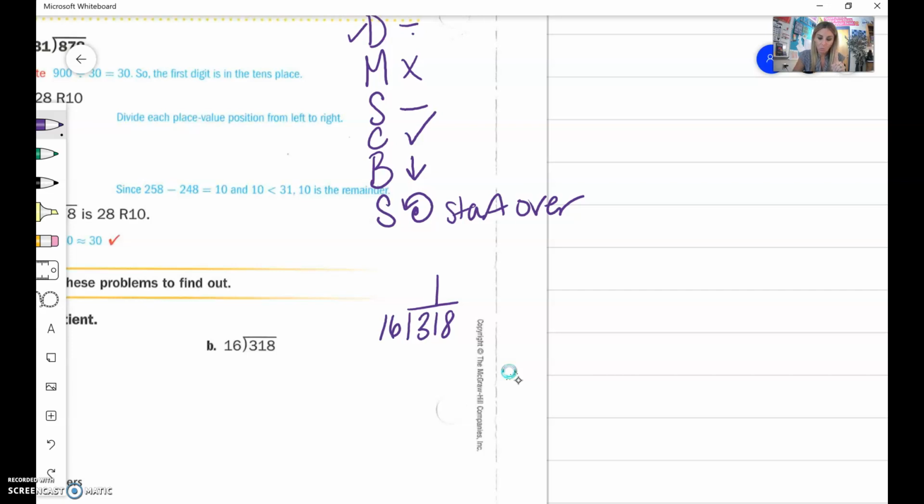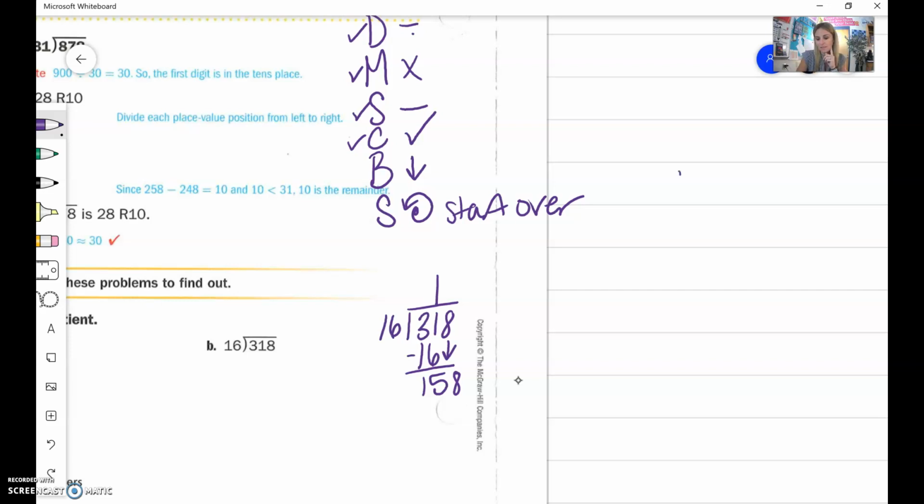Now I multiply. 1 times 16 is 16. Now I've multiplied. Now I'm going to subtract. So I subtract and I get 15. Now I check. Is 15 less than 16? Yes. So more than likely, hopefully I'm doing it right. So I check. Now I'm going to bring down and I get 185. Okay, so now I have 185.